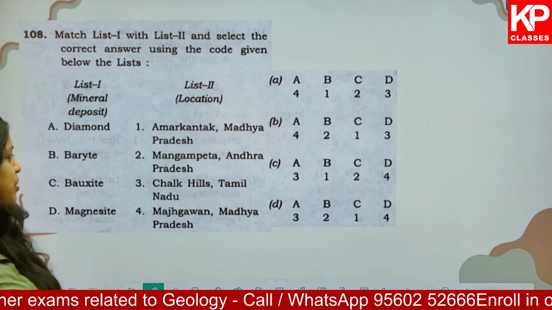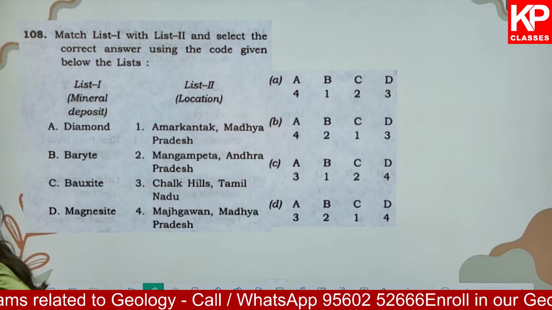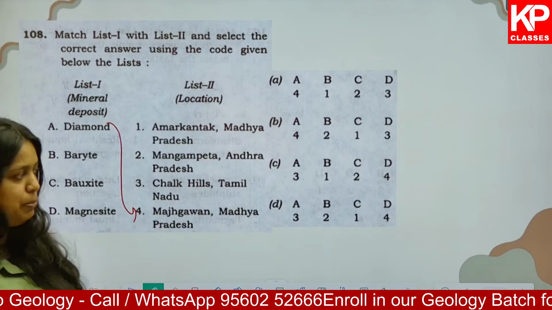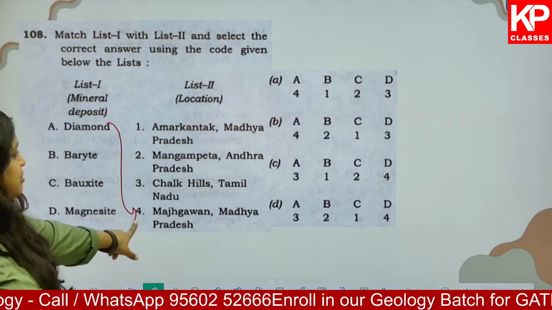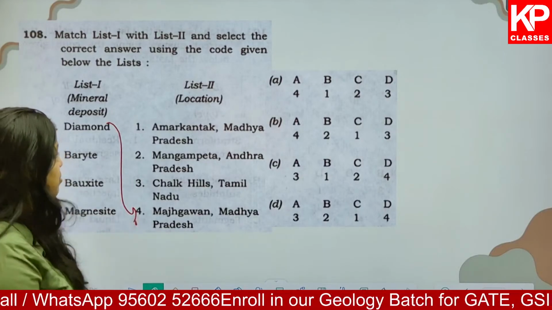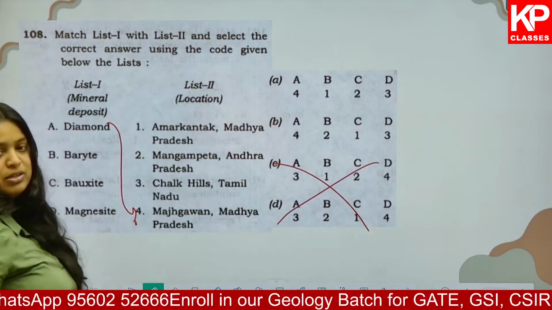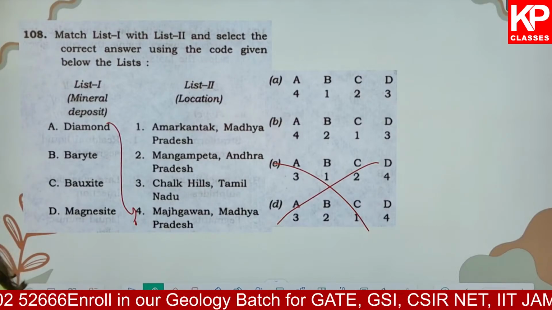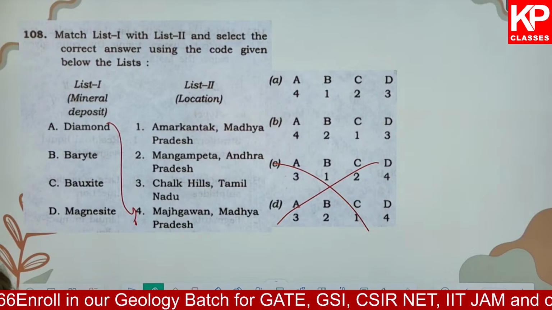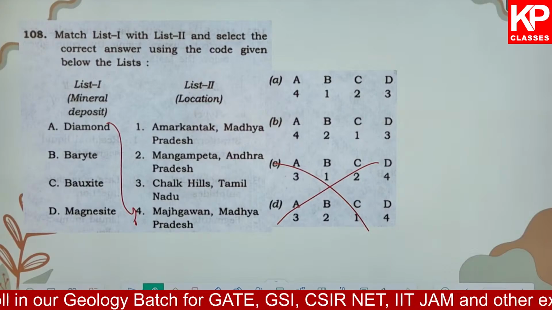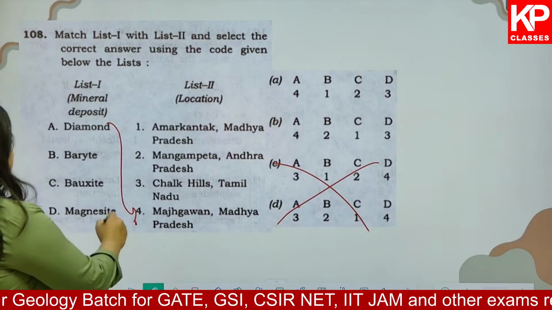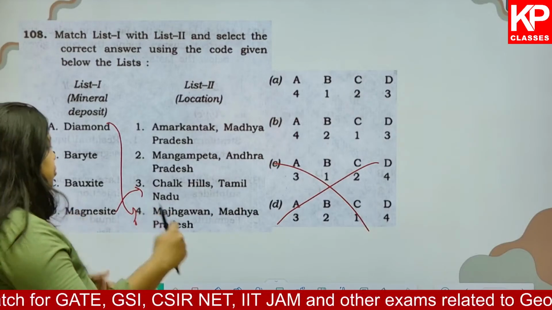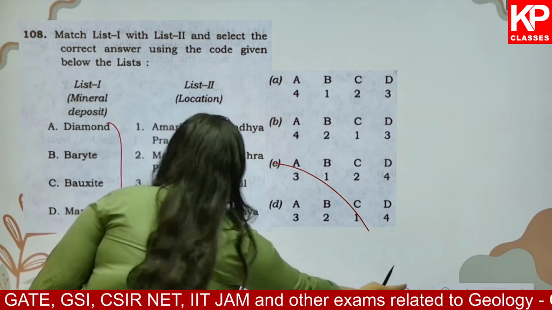I would not say it's a tough one, because if you know about diamond deposition, diamond is associated with the Majhgawan kimberlite pipe. So this is a very easy finding point. So you can cancel out these two options. Now moving on to the next terminologies: barite, bauxite and manganese. From where will you be getting manganese deposition? Magnesite is associated with chalk hills in Tamil Nadu, not manganese. Okay, if you don't know that, no need to answer that. Look into the next one.